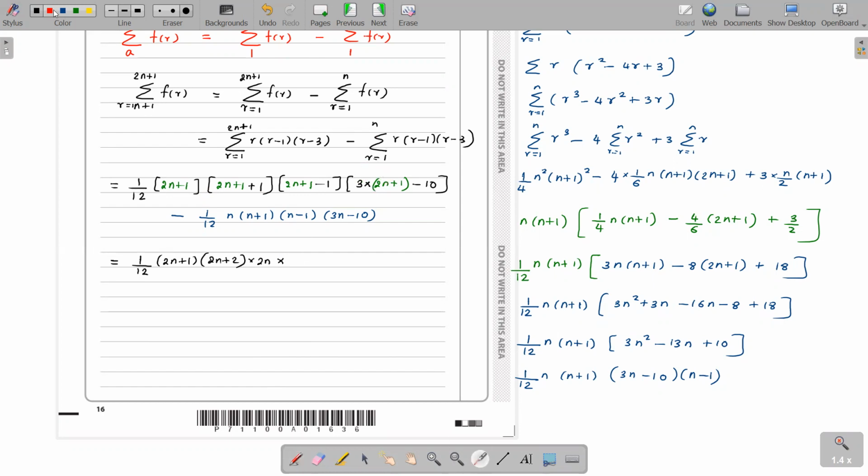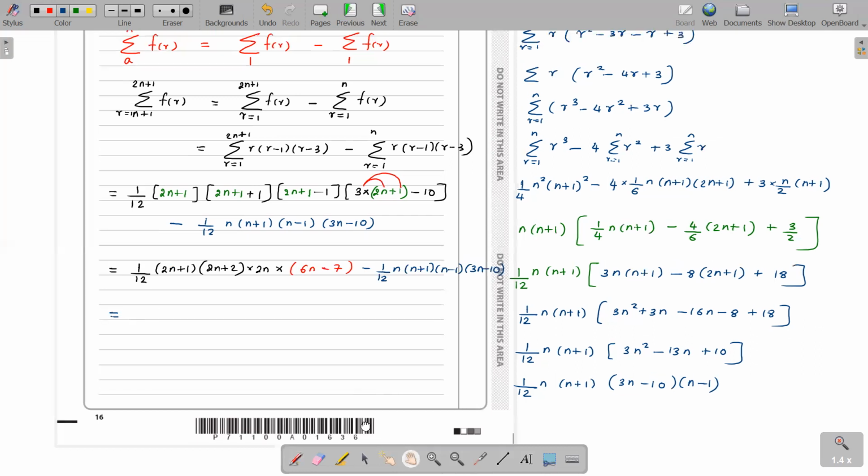3 times 2 is 6n. 3 times 1 is 3, minus 10. Can you directly tell me what it is? 6n. 3 minus 10 is minus 7. So we get 6n minus 7. And then minus 1 over 12 times n, n plus 1, n minus 1, 3n minus 10. Okay, so now let's work on this.